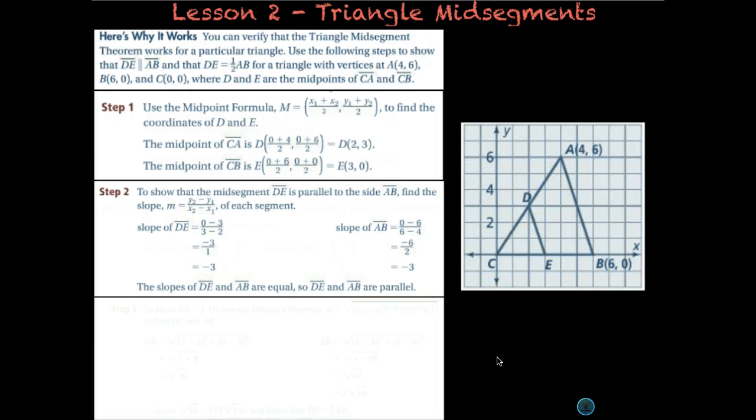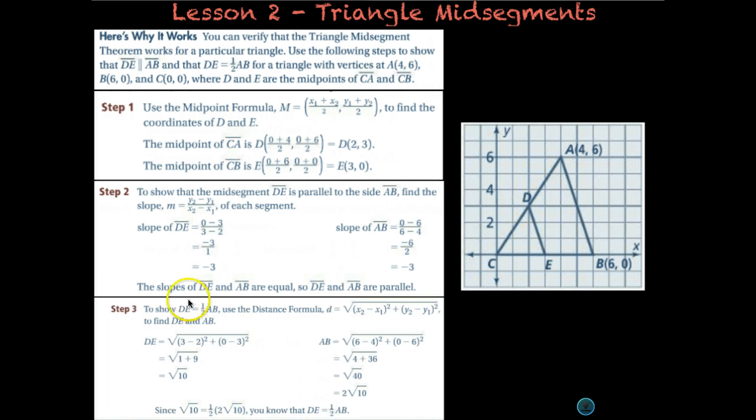Now we want to show that the midsegment is parallel to AB. That's going to be important when we start looking at parallel lines and properties of angles on parallel lines. So if we want to show that DE is parallel to AB, then all we need to know is that their slopes are the same. Remember that two lines are parallel if their slopes are the same. So we need to find the slope of DE, and we need to find the slope of AB. And here we do that. We do rise over run, and we get a slope of -3. And for AB, we also do rise over run, and we get a slope of -3. Okay, so now we know that the slopes are the same, so the two lines are parallel.